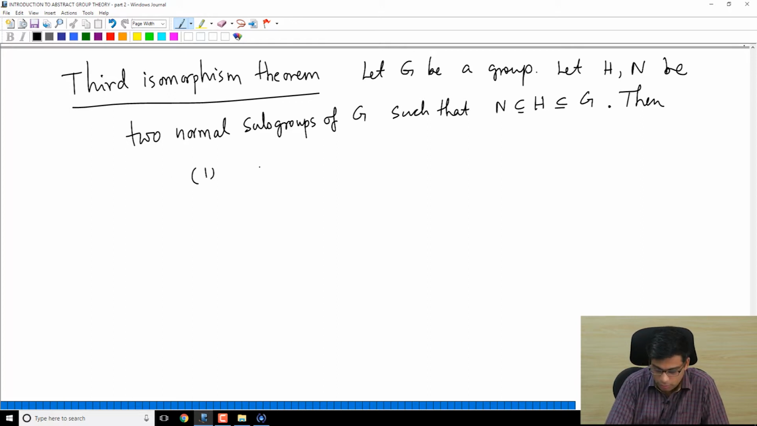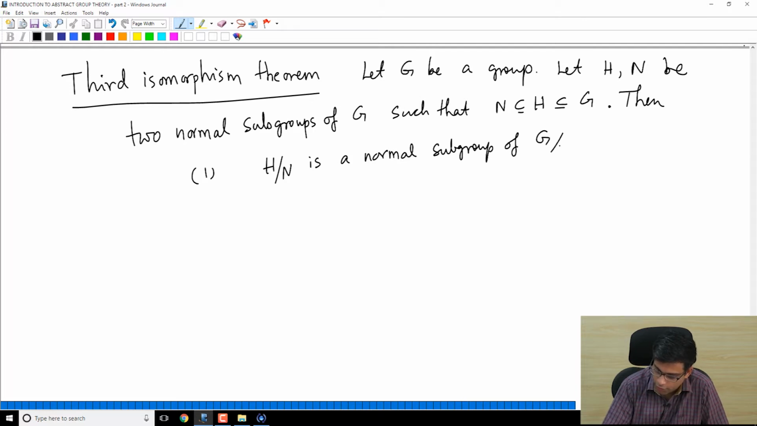Then, because N is a subgroup of H, I can consider H mod N. Remember, N is a normal subgroup of G, so it is certainly a normal subgroup of H. I want to say H mod N is a normal subgroup of G mod N. So we will explain this. First of all, I want to think of H mod N as a subgroup of G mod N, and then I want to further say it is a normal subgroup of G mod N.